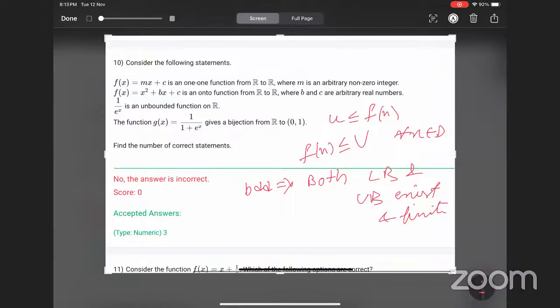It is not bounded, right, ma'am? Why? You are correct, it is not bounded, but what is the reason? Because we can put minus infinity to infinity, we are having that range also. Yes, correct, you are going the right way. The range is minus infinity to infinity, right?